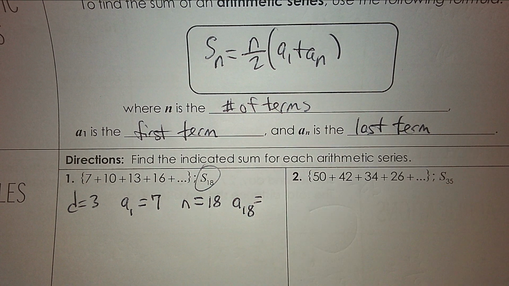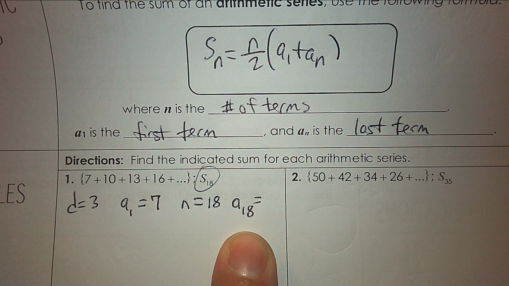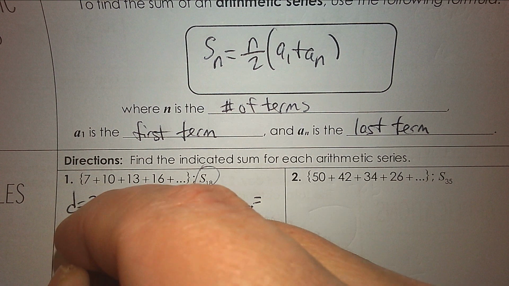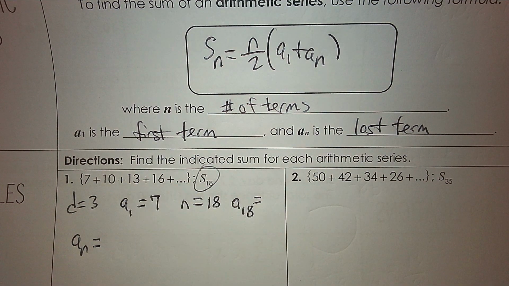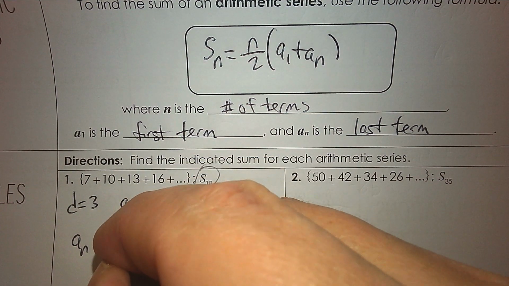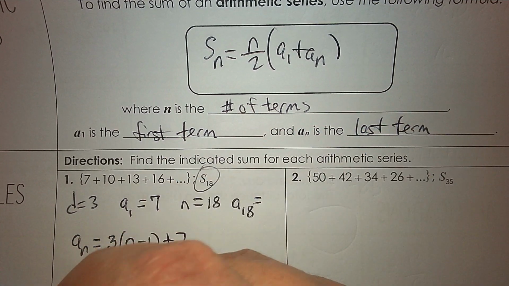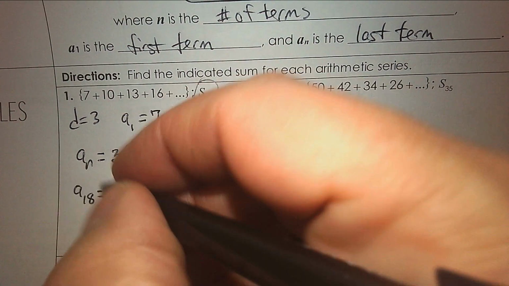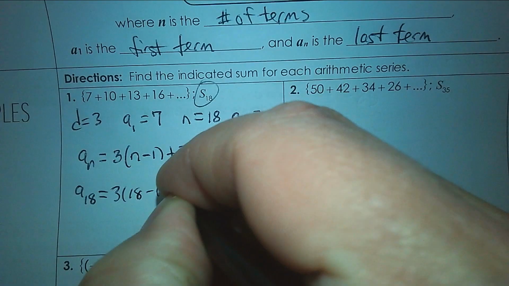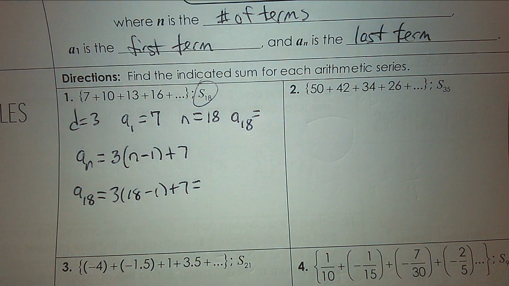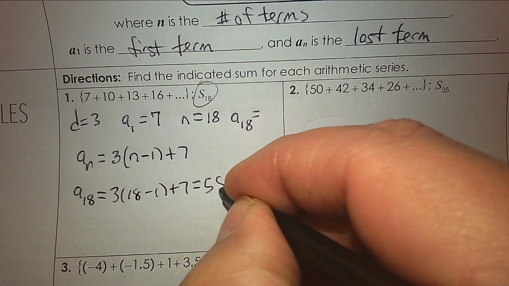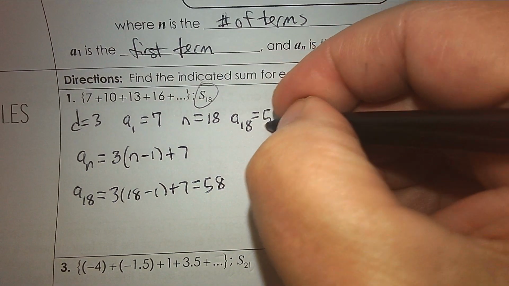And if there's 18 terms, the last term is the 18th term. Can you give me a rule so I can find the 18th term? So the common difference is 3, and the first term is 7. So if I want to find the 18th term, can you plug in and find the last term for me? And again, you can use your calculator. So using the rule, the last term is 58.